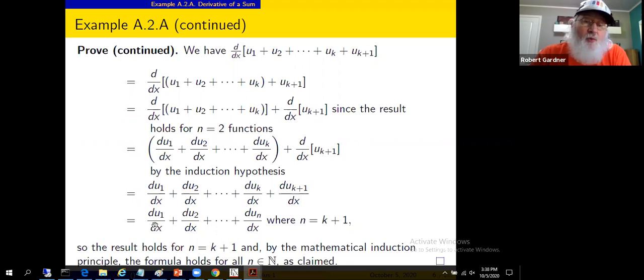That's a sum from 1 to k plus 1 of the derivatives of the u sub i's. That is, the derivative of the first plus the second up through the k plus first one. Say up through the nth one, where n equals k plus 1. We assumed on the previous slide that the formula held for n equals k. That is, we assumed exactly this. And we've now shown that the formula holds for n equals k plus 1. Differentiate k plus 1 functions, you get the sum of those k plus 1 derivatives. Result holds for k plus 1. So by math induction, it holds for all natural numbers.